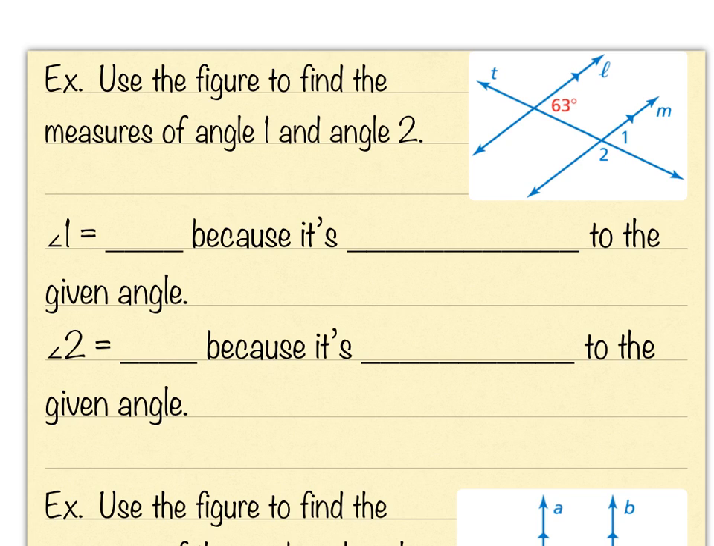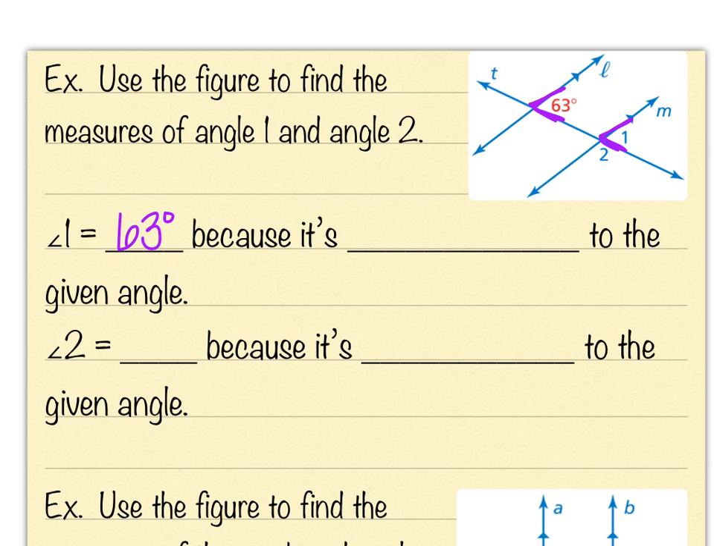So now I want to look at a few examples and kind of put these new vocab words to the test here. We've talked about several different angle relationships. This example says, use the figure to find the measures of angle 1 and angle 2. And so angle 1 is an acute angle that happens to be the exact same size as the 63-degree angle. So angle 1 is 63 degrees.